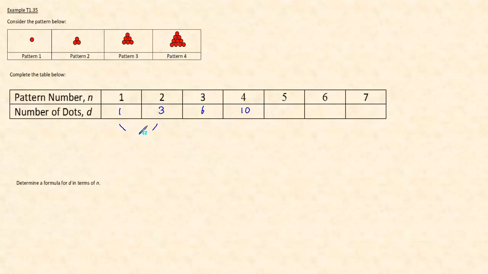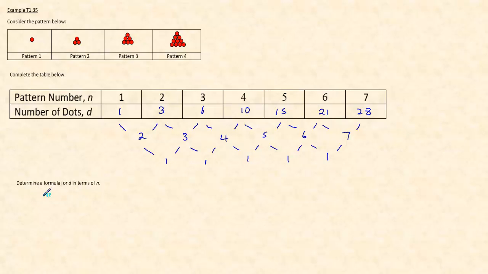So this has gone up by 2, then by 3, then by 4. So it seems sensible. The next one would be 5, then 6, then 7. So this is going to be 15, 21, and 28. And if we look at the second difference, all of those are going to be 1. So we have a constant second difference.